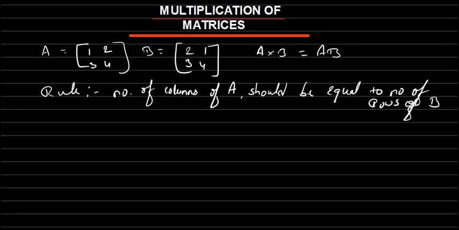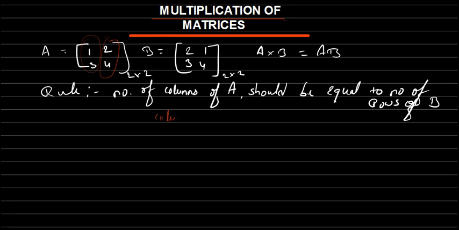So what is the order of this matrix? This is a 2 into 2 matrix, since we have 2 rows and 2 columns. In the B matrix also we have 2 rows and 2 columns. What do you mean by the number of columns of A? How many columns are there in A? This is the first column, I hope it is visible for you people, and this one is the second column. Okay, how many columns are there?